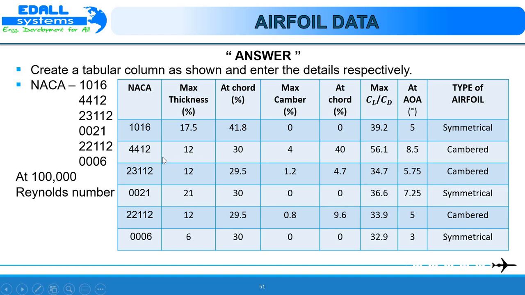NACA 4412 has a maximum thickness of 12%, located at 30% of the chord, and has a maximum camber located at 40% of the chord. It has a maximum CL by CD of 56.1 at an angle of 8.5 degrees, and it is a cambered airfoil. Like this, I hope you can cross-verify your answers with this table and check whether you have got it correct or not. So basically, we have 3 symmetrical and 3 cambered airfoils.